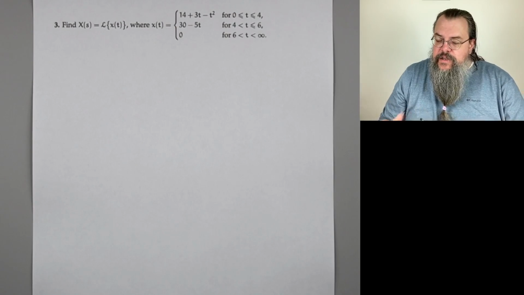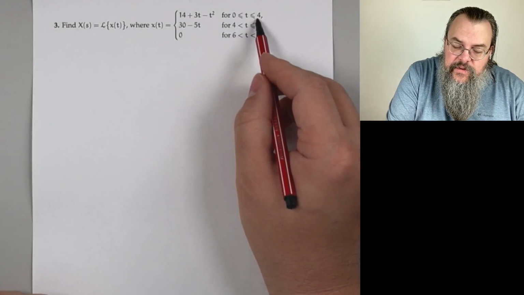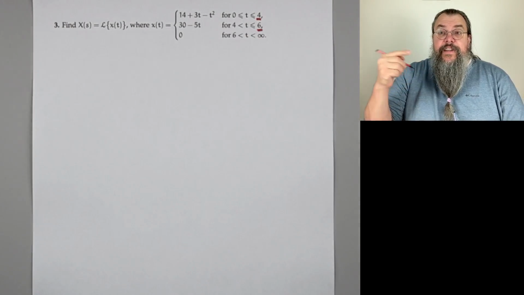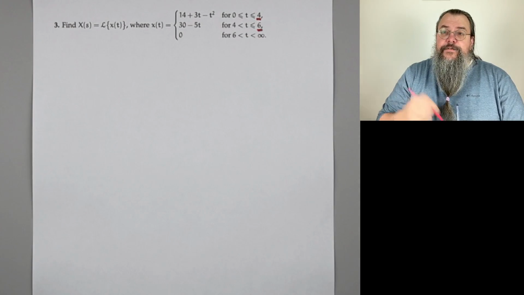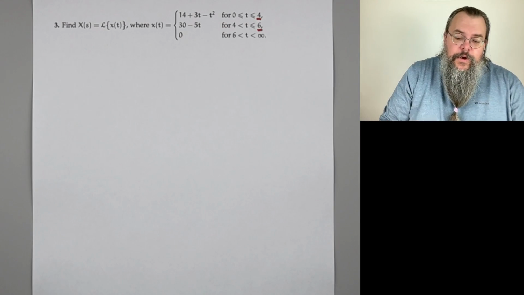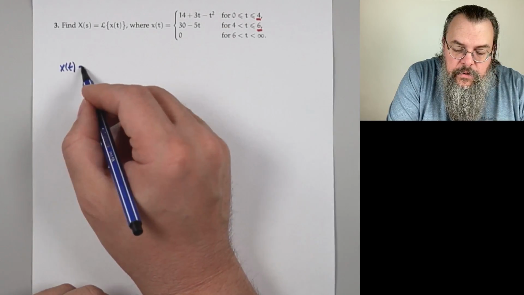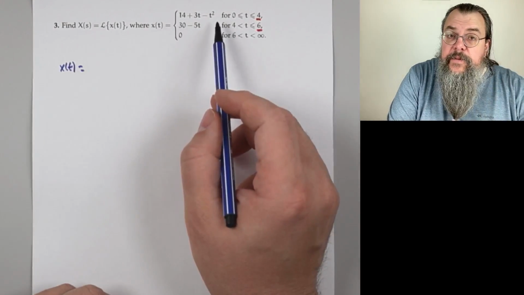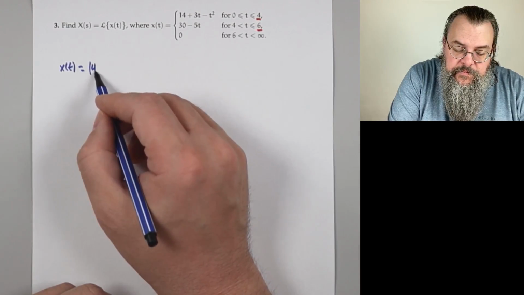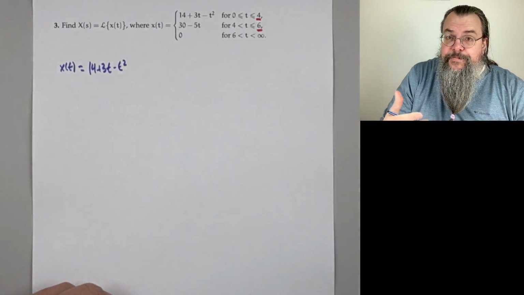Now, the good thing is we know where the ons and offs occur, because we can spot the times that behavior changes, at 4 and at 6. So we're going to have 2 switches. Okay, so here's how we begin. We say, all right, our function x of t, well, is where we're at starting at time 0. So it's this top piece, 14 plus 3t minus t squared. All right, that's the start.